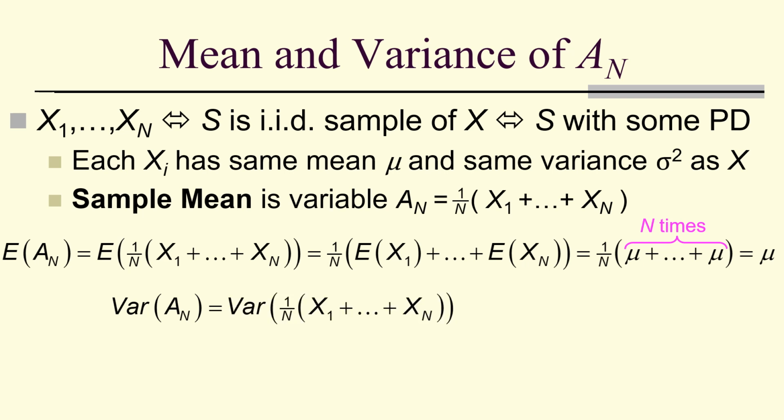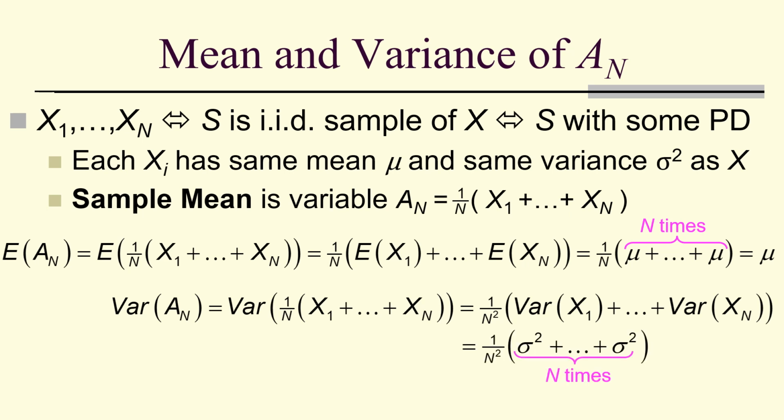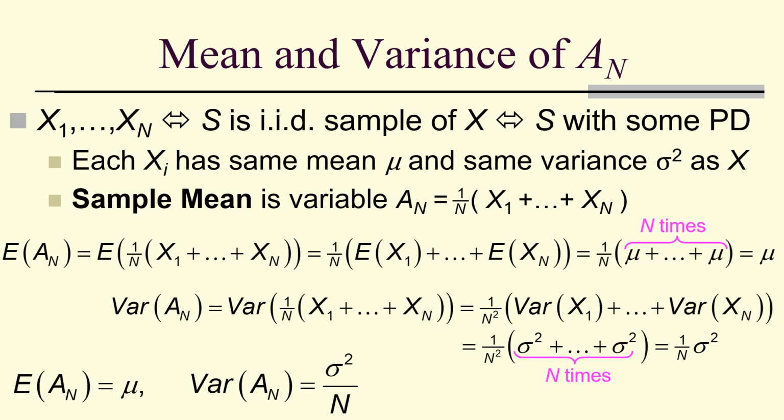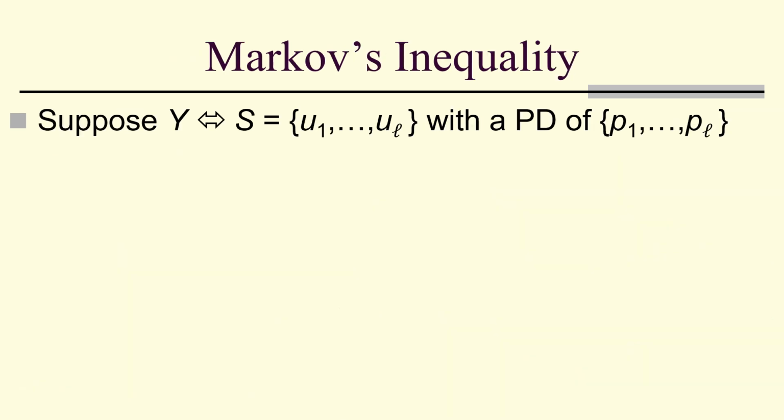The variance of An, the sample mean, is the variance of this linear combination. But notice when you bring the 1 over n out, you have to square it. These are all independent of each other, so therefore you get the sum of the variances. But the variances are all the same. So if the variances are denoted by sigma squared, then you get n copies of sigma squared added together, which is going to mean you're going to get 1 over n times sigma squared. So the expected value of the sample mean is mu, and the variance of the sample mean is sigma squared over n. So one more item, let's look at Markov's inequality.